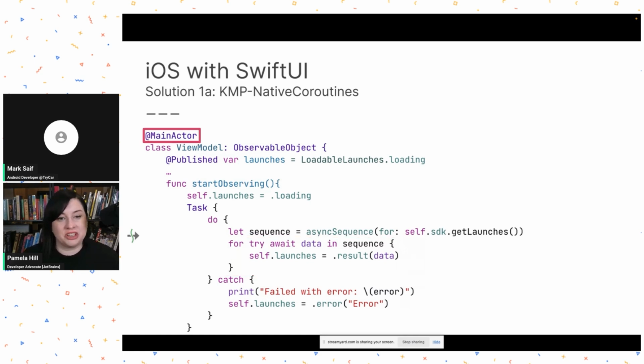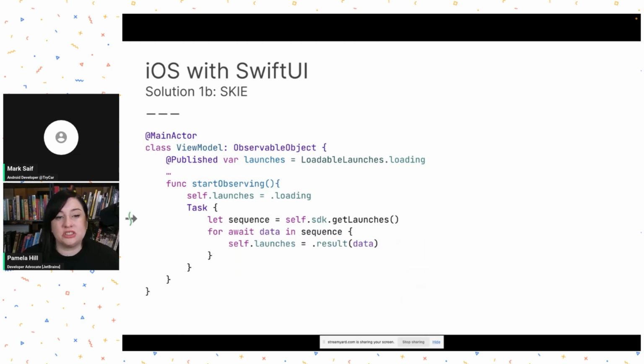Again, main actor, very important. With Sky, you can do something similar. In Sky, the flow is actually translated almost into an async sequence. That's a Swift concept, and so you can get it as normal, but there's no do, catch, try. There's just a for await that you're going to run. So you're going to iterate over the data in the sequence, and you're going to assign values to that launches published variable.